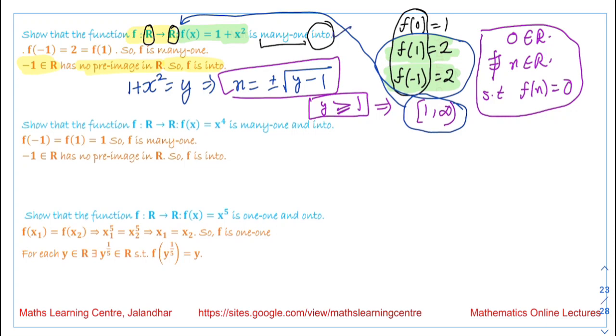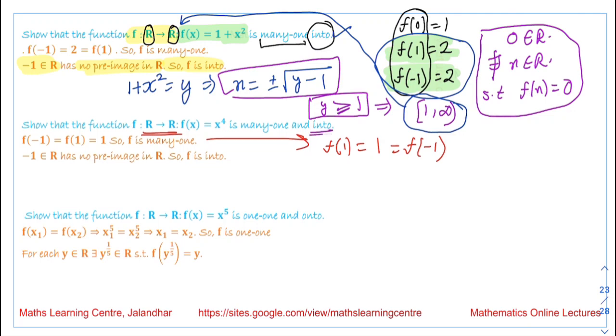Next is, show that the function f defined from R to R, f(x) equal to x raised to power 4, is many-one and into. Now if we look at this function, it is defined from R to R. If we substitute the value f of 1, we get the answer 1, and that is equal to f of minus 1. So this gives us that the function is a many-one function.